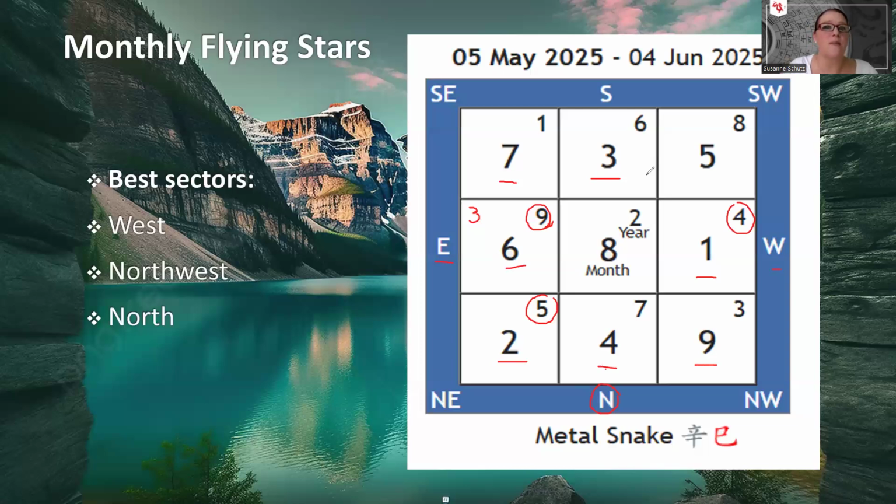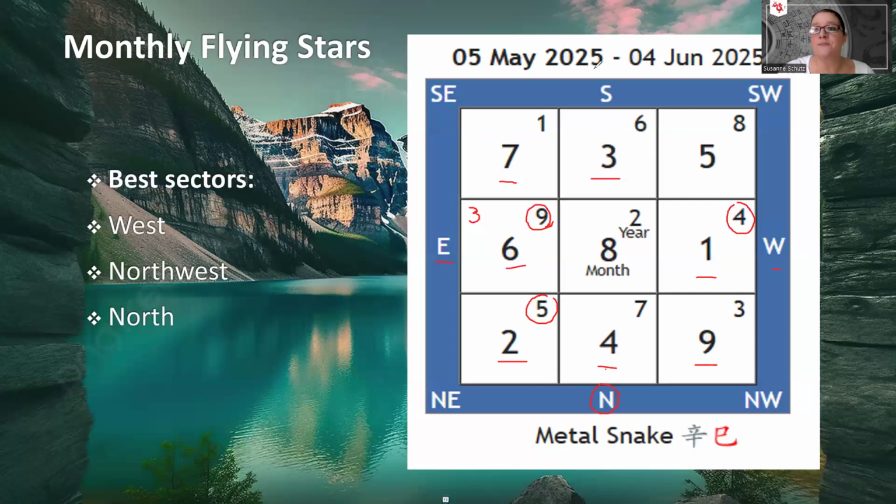I would also say maybe don't sign contracts or agreements in the South sector. You can negotiate them, that's fine, especially if you would tend to be in a weaker position, or if you're a little bit shy, because the number 3 star will give you the courage to speak up for your convictions. So doing the negotiations there is okay, but I would say try to avoid actually signing legal documents or agreements, because the number 3 star can also lead to legal problems.